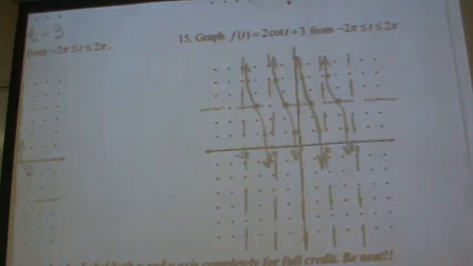For tangent, you gotta memorize: tangent asymptotes are at pi over 2, and for cotangent, it's at 0 and pi. Questions?